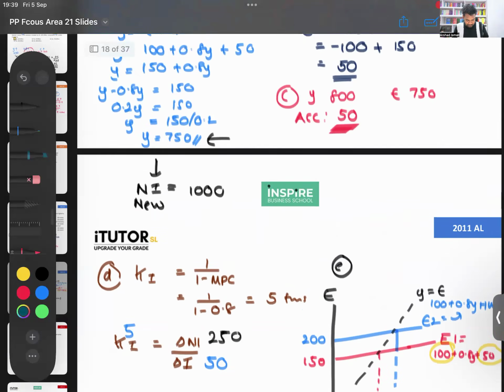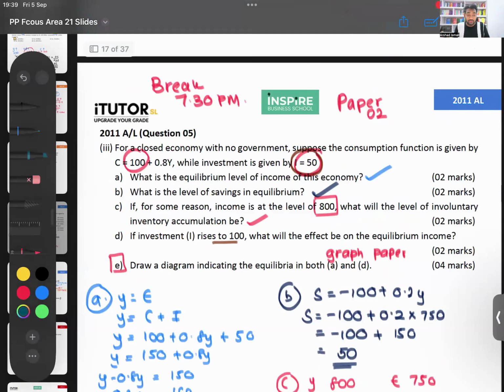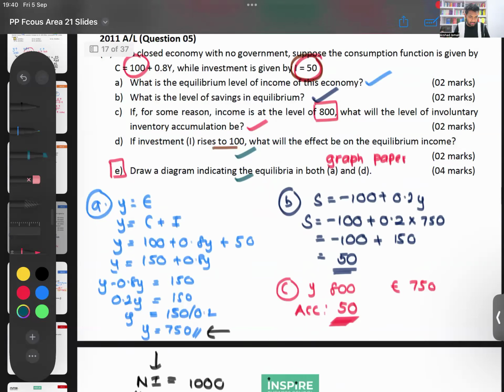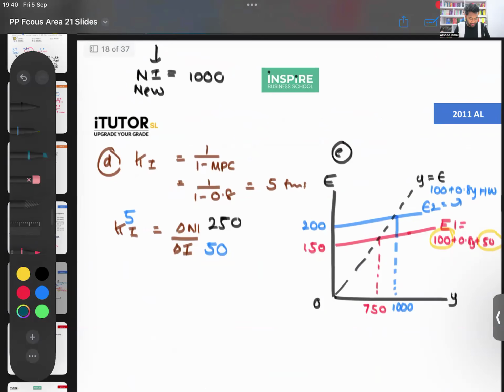That's the entire question for 2011. I think it's an easy question, right? Where you can actually score your full marks if you get this in your paper. 12 marks just for a normal y equals E calculation and then to show it on a graph. Done. Then going to the next one.